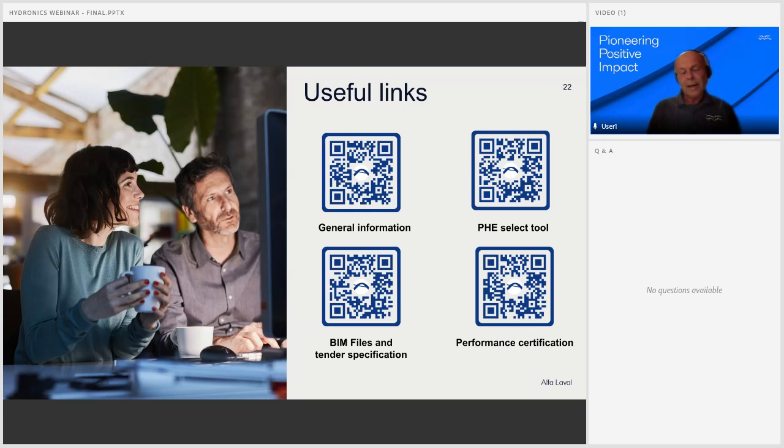And work with them, and hopefully you will use the selection tool to calculate plate heat exchangers, and of course the BIM files and the tender specifications to make your life easy on a daily basis. All information is downloadable online, so hopefully the platforms create a tool platform for you with added value and make your life easier.